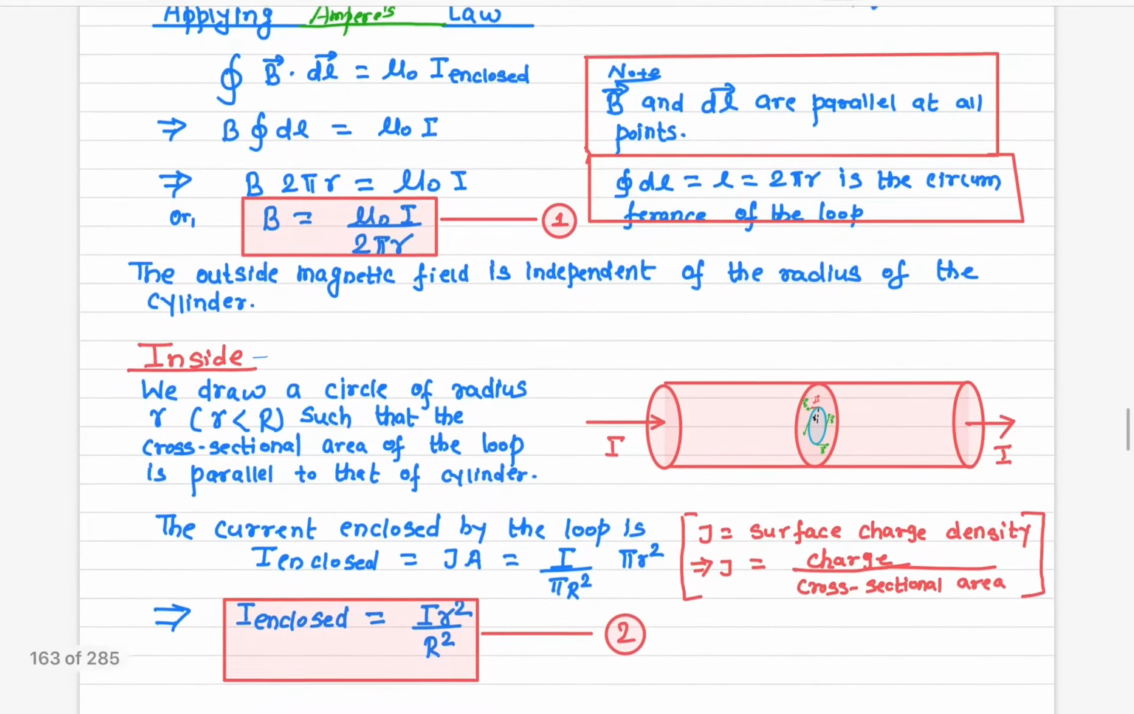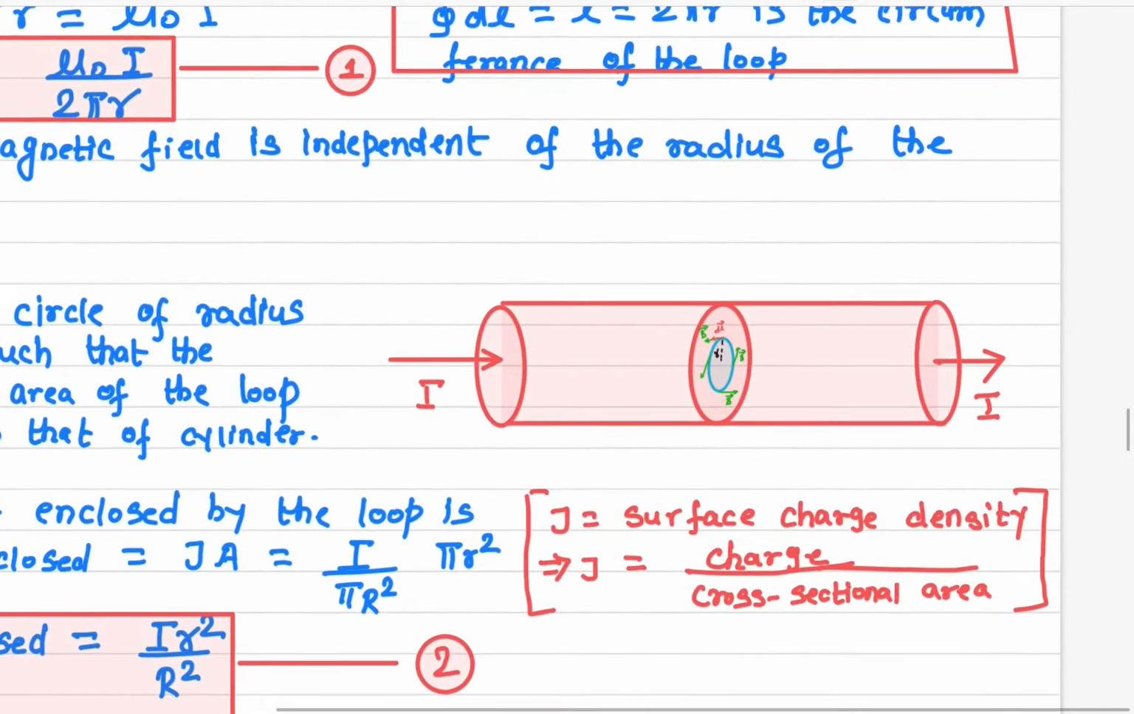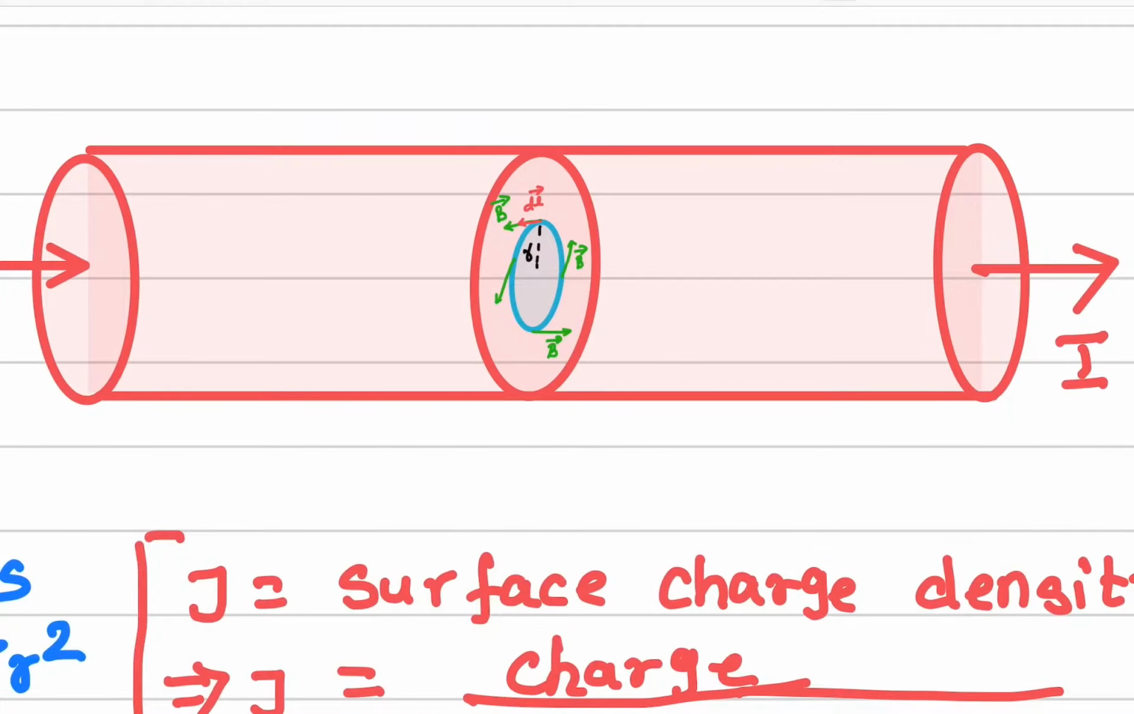Okay, now let's talk about the inside. Okay, so for inside, we're going to use Ampere's law. Let's say we are interested in finding out the magnetic field at this point P here, which is inside the cylinder. And we have chosen again a loop here, and let's say the radius of the loop is r.